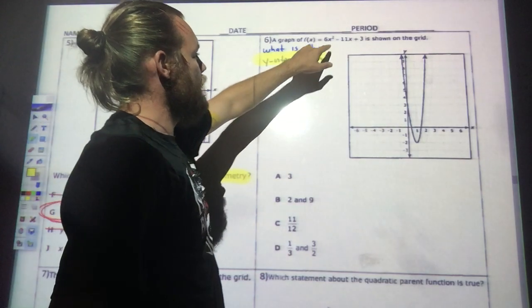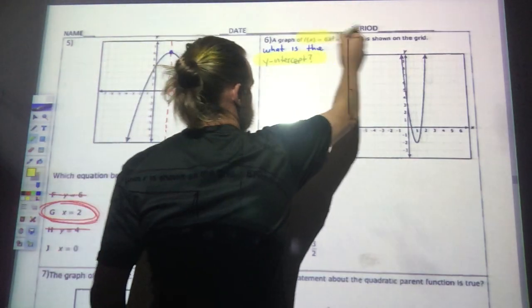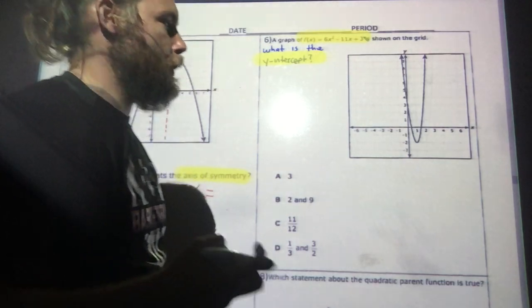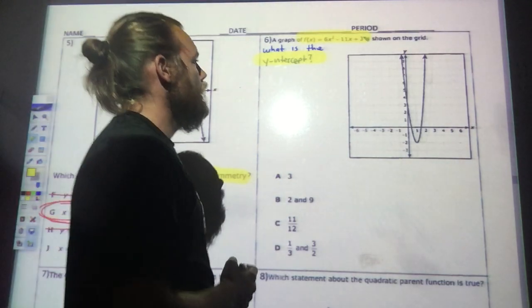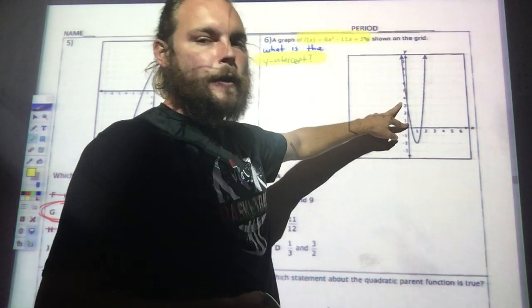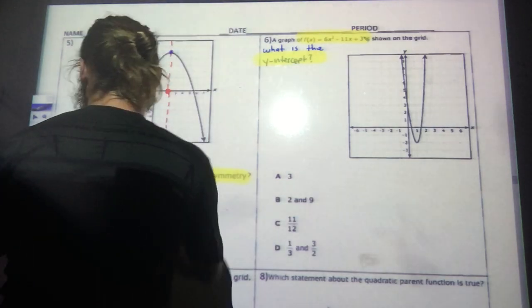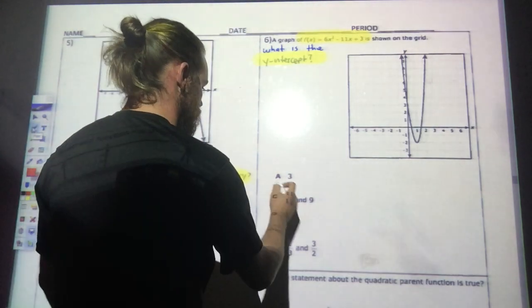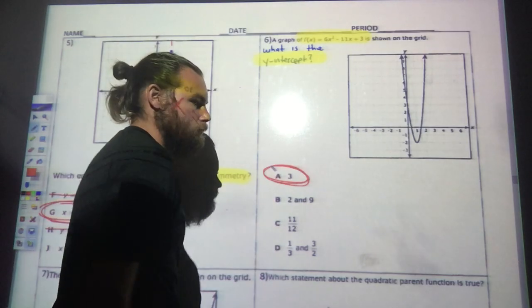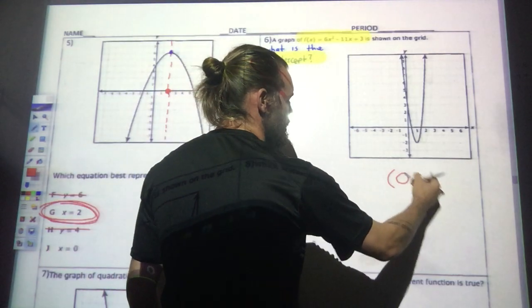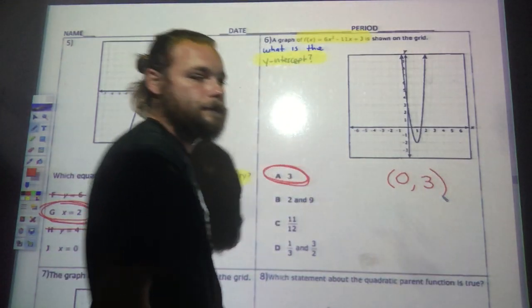So what you can do is graph your equation in menu 3-2. And then to find the y-intercept, menu 5-1. And it should direct you to 3. It should actually say 0, 3.